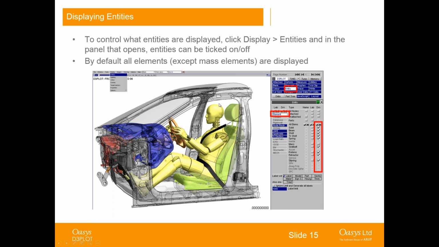Okay, we also have full control over the entities that are displayed. So if we go to the entity menu here, we can display any of these elements. We can also choose to display things like joints, spot welds, or cross sections. Or conversely, we can choose to turn them off.